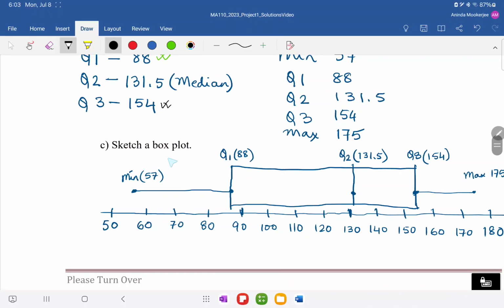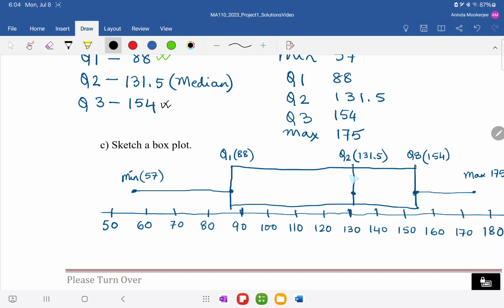Now it asks us to sketch a box plot. For the box plot, you just have a horizontal line. Make sure you scale the horizontal line correctly, and of course add a title. A title is missing in this solution. Please make sure you put in a title. First indicate your quartiles: quartile 1, quartile 2, quartile 3. I label them also with the values, and then connect the quartiles with a box.